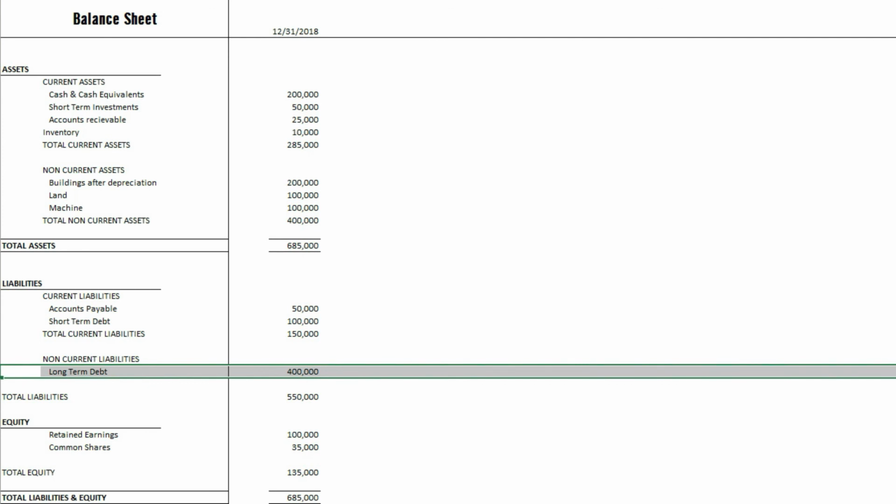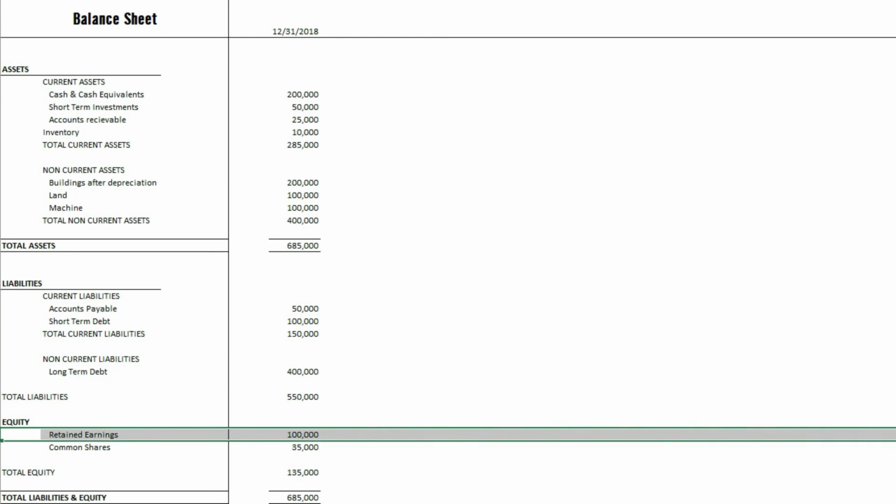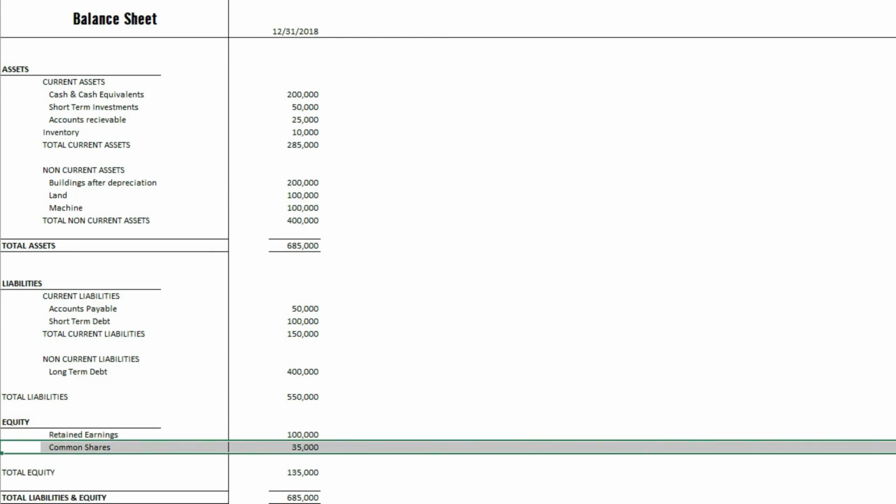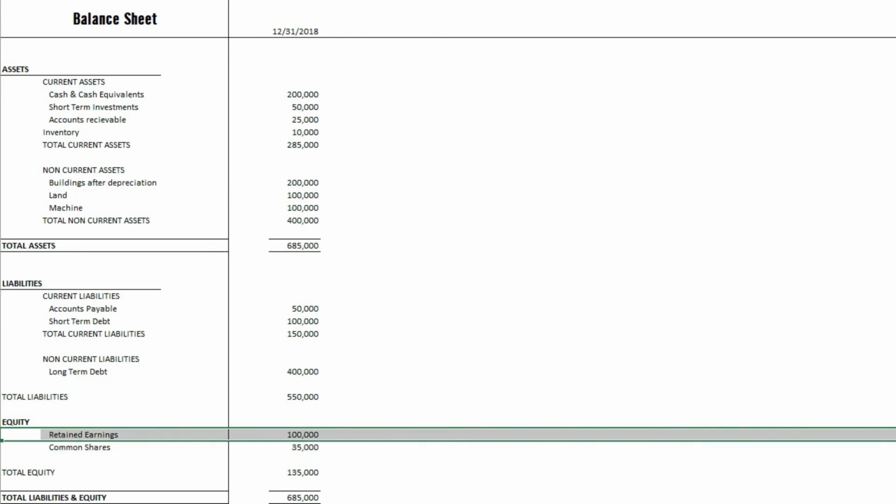Next on the list is equity, which is broken down into retained earnings and common shares. Retained earnings is the link between the income statement and the balance sheet and is simply the net income from the previous period. Then we have common shares issued to the shareholders.